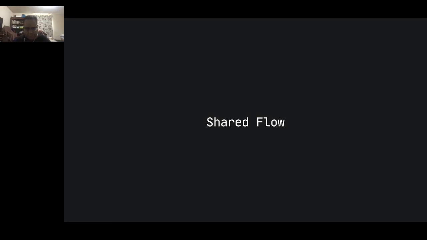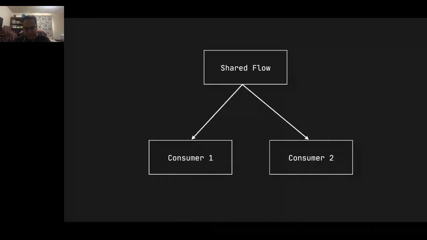And let's look at how that works. So similar to state flow, you could also use a shared flow to broadcast events out to multiple consumers. One of the things that it has is that you could specify how many events to replay to consumers that were sent out previously. So it has that feature, and it also has the ability to buffer.